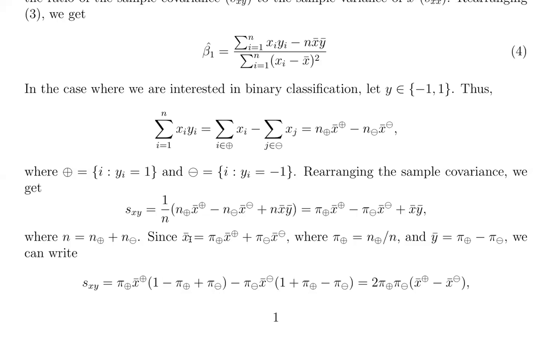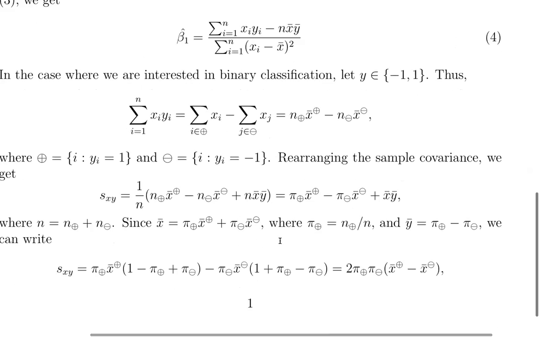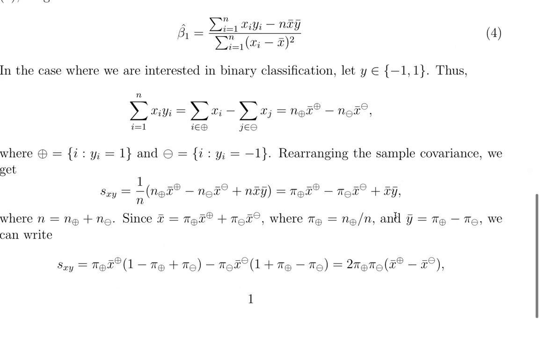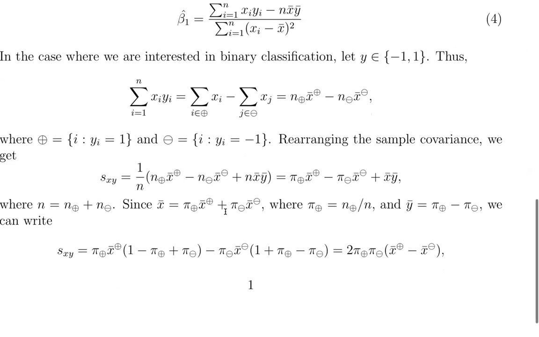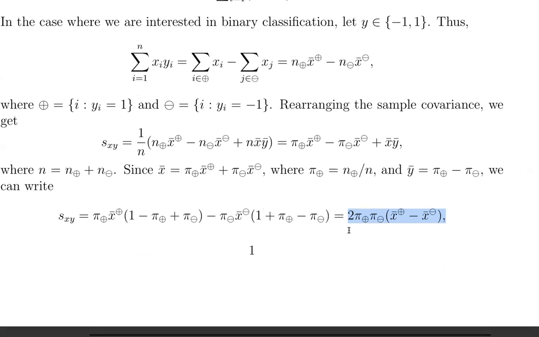And then using this, there are some identities here. There's nothing much, this is basically just going through the algebra. Finally, you go through the algebra here, and you can simplify it as the following. It is twice the product of the positive class size and the negative class size, multiplied by the difference of the mean of the positive class and the mean of the negative class. That will give you the sample covariance.